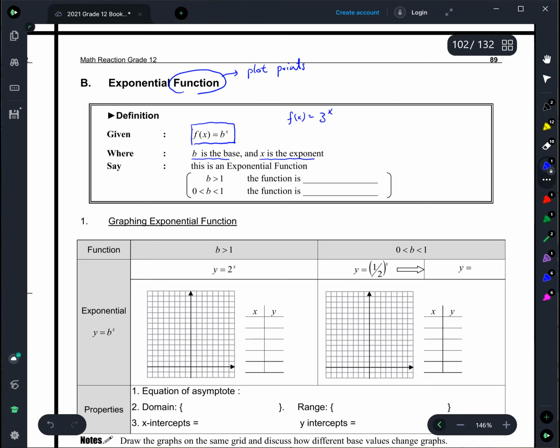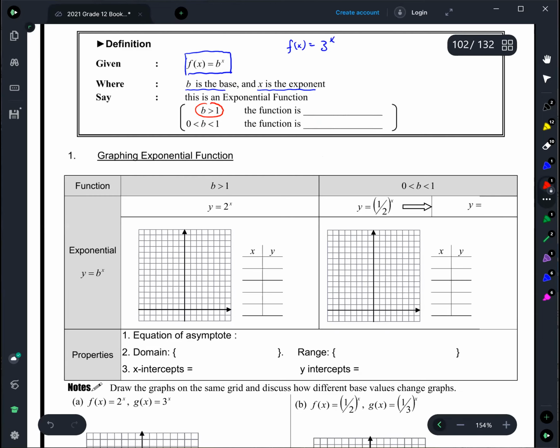So there are two types of exponential function. One is when the base is greater than 1. This is the first type, so we're going to look at that one first, okay? Base is greater than 1. Look at the chart at the bottom, base greater than 1. Here I use 2 as an example. Our base equals 2, so it's y equals 2 to the x.